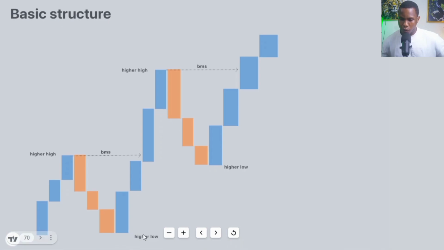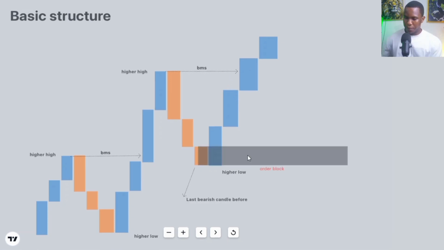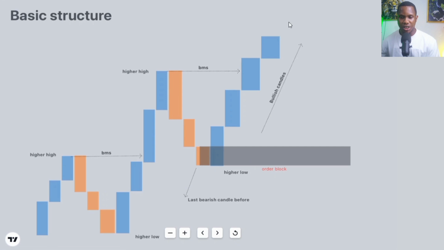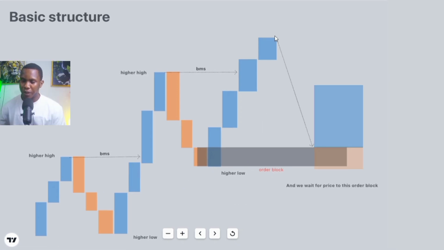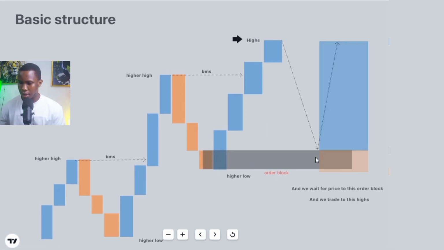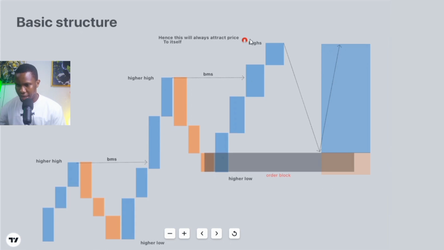This is what basic structure looks like. This is my higher low, break of market structure, higher high, higher low, break of market structure, higher high. Mark out my order block, the last bearish candle before these bullish candles. I want to wait for price action to come back here and trade to this high. Hence, these highs will always attract price. I'll talk more about different types of order blocks in a moment.